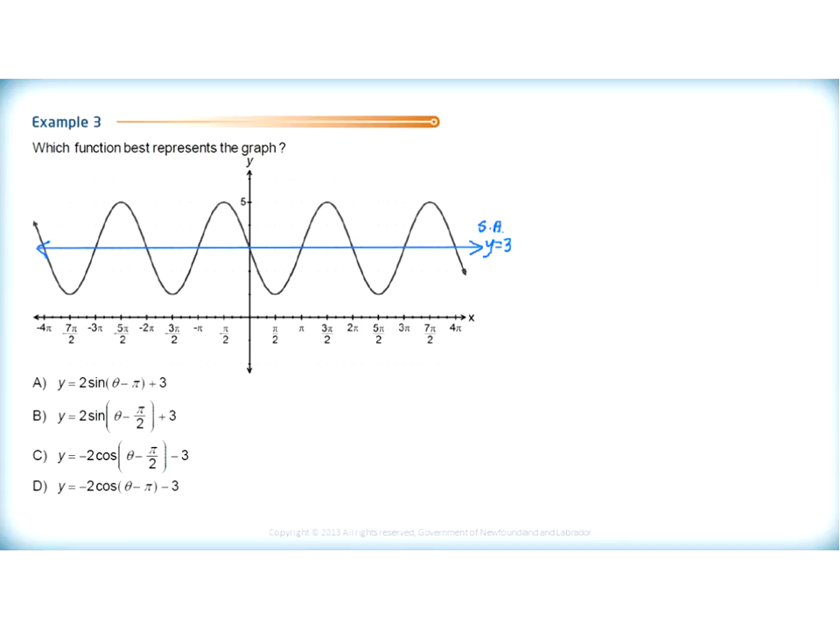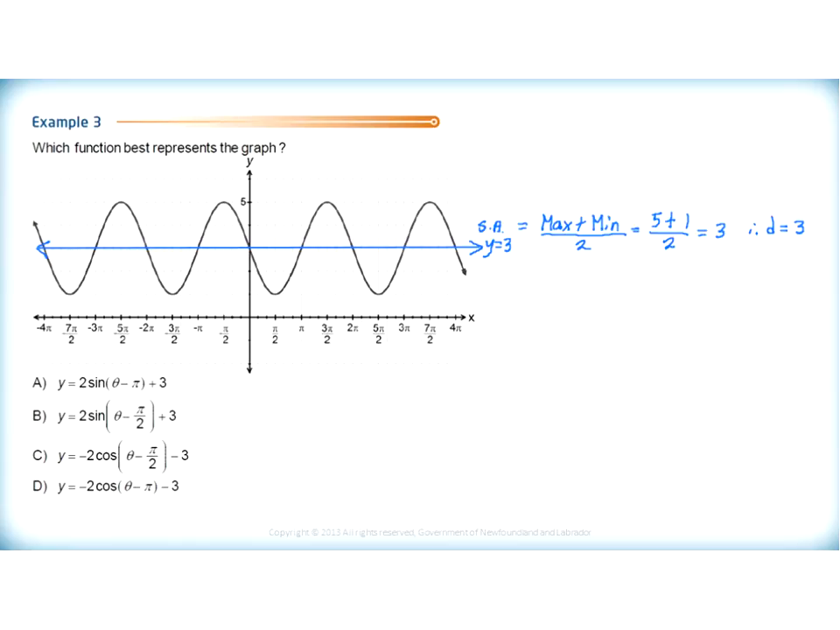Let's determine that by using the formula: the maximum value plus the minimum value divided by 2. So the maximum value of this function is 5. The minimum value of the function is 1. So 5 plus 1 divided by 2 is equal to 3. That gives us the value of the parameter d to equal 3.